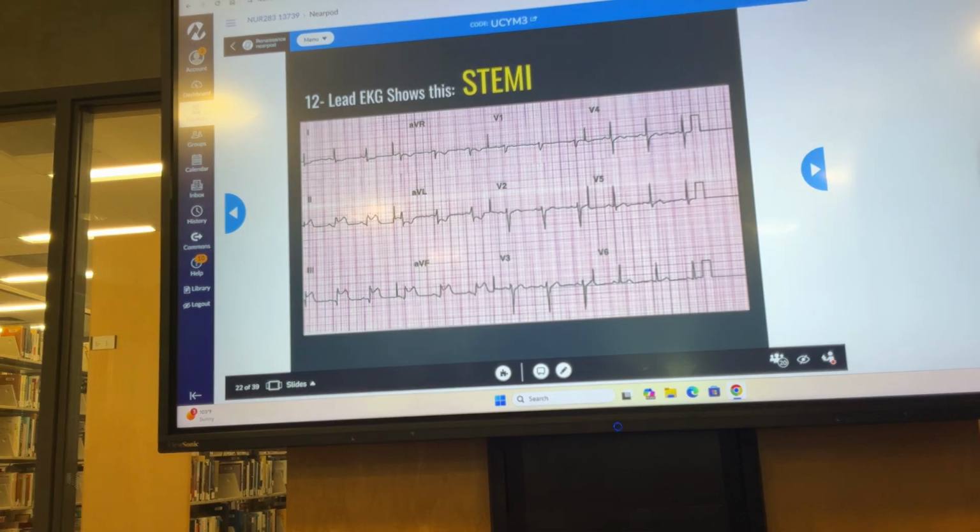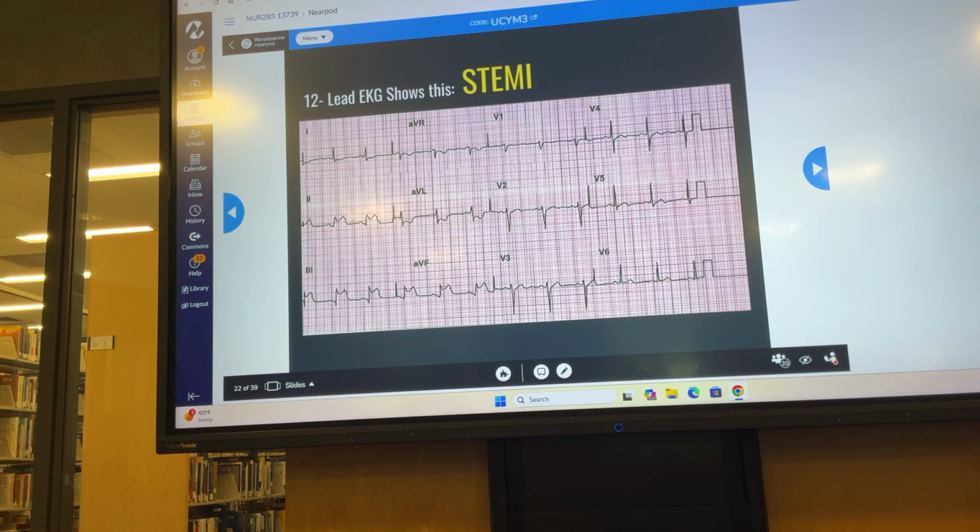In order for a STEMI to be diagnosed, you must have a positive troponin and ST elevation in 2 contiguous leads. 2 leads looking at the heart, in the same area, okay? That is how you know that you have a STEMI, okay? Positive troponin and then ST elevation in 2 contiguous leads, okay?